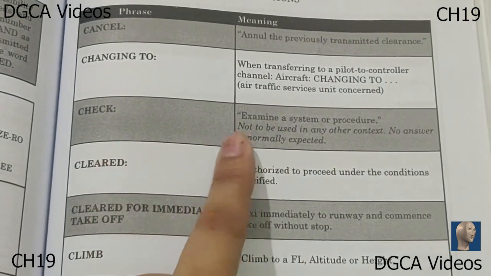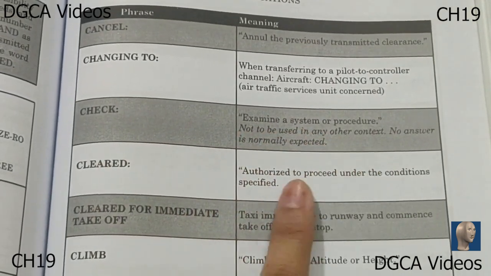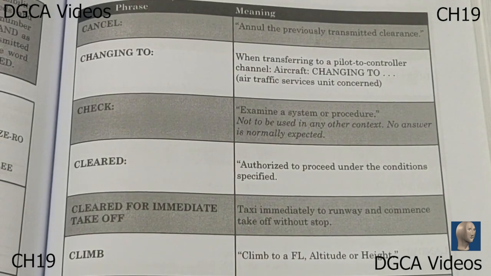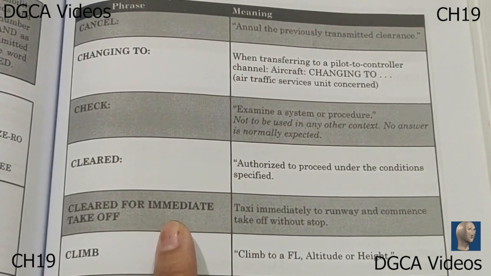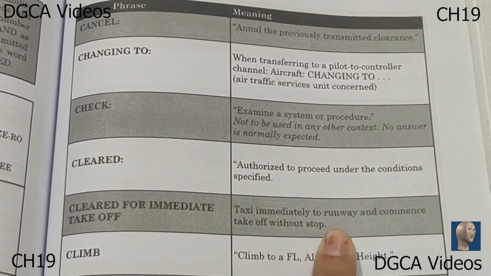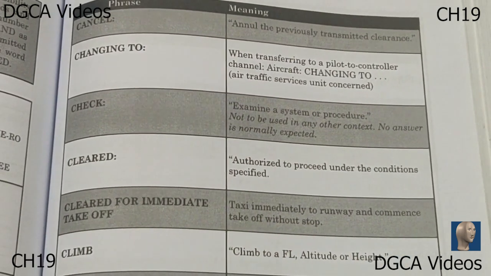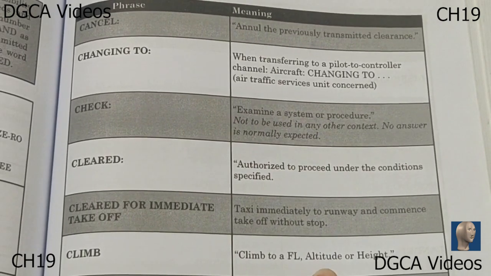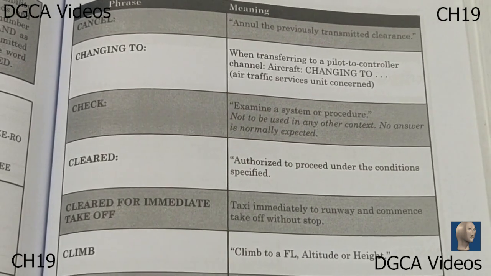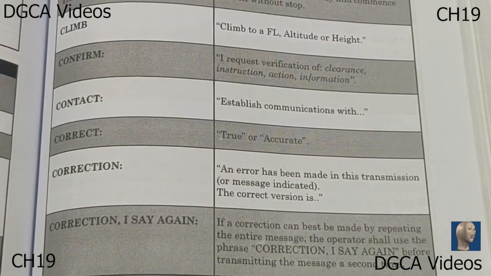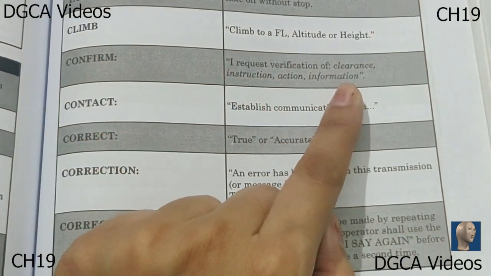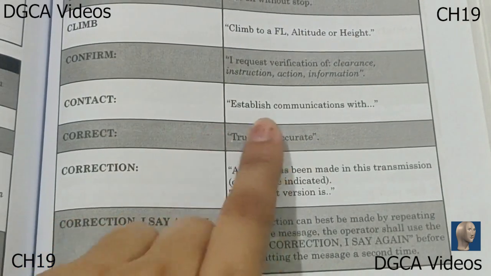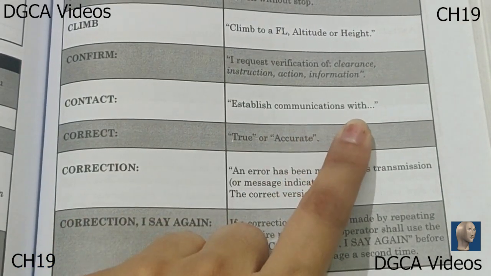Okay. Check, examine a system or procedure. Clear, authorized to proceed under the condition specified. Cleared for immediate takeoff, taxi immediately to runway and commence takeoff without stop. Climb means climb to a flight level, altitude or height, whatever has been prescribed. Then confirm, I request verification of clearance, instructions, action, information. Contact means establish communication with.